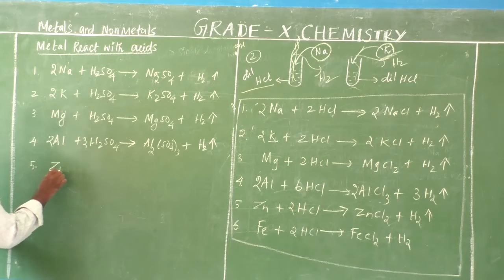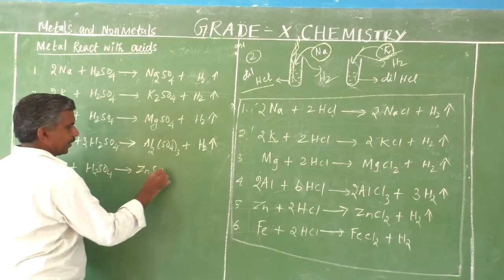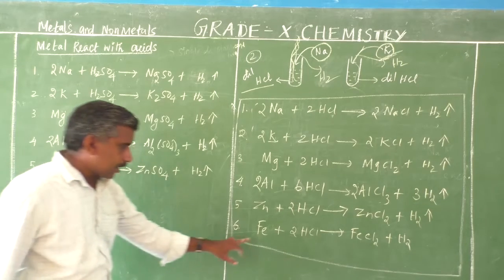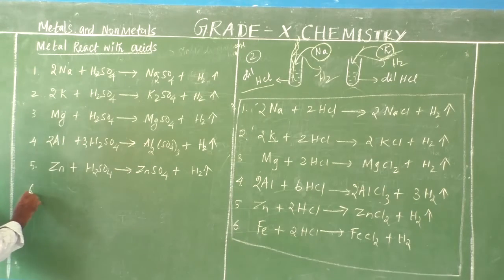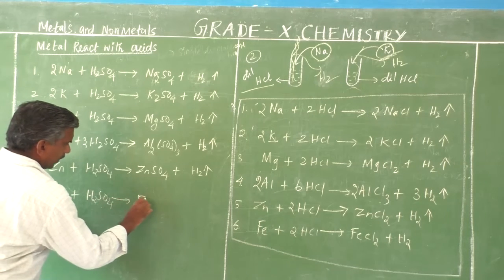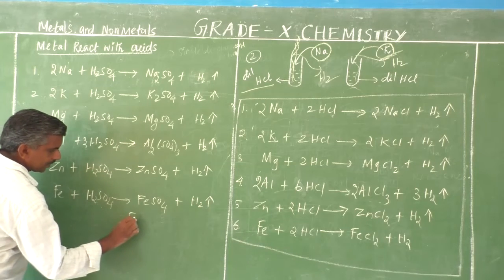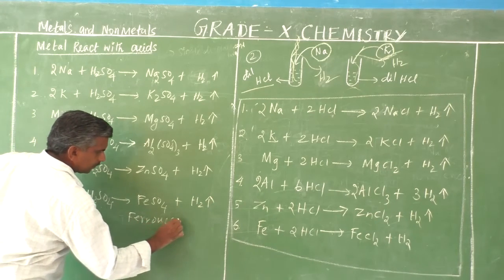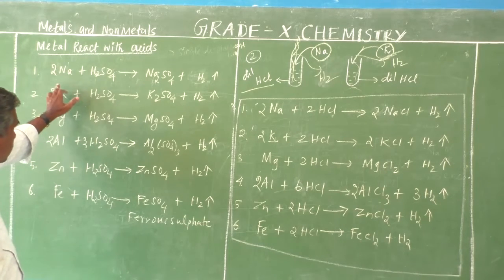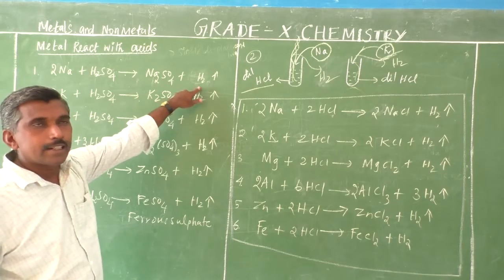Fifth equation: zinc reacts with sulfuric acid to form zinc sulfate, and hydrogen gas is liberated or evolved. And the sixth one is iron. Iron reacts with sulfuric acid to form ferrous sulfate, and hydrogen gas is evolved. This is ferrous sulfate. What is the color? Green color. Sodium reacts with sulfuric acid to form sodium sulfate salt and hydrogen gas is evolved.